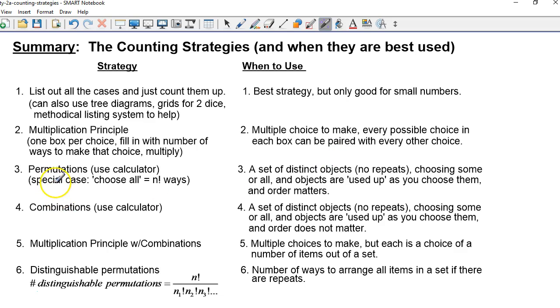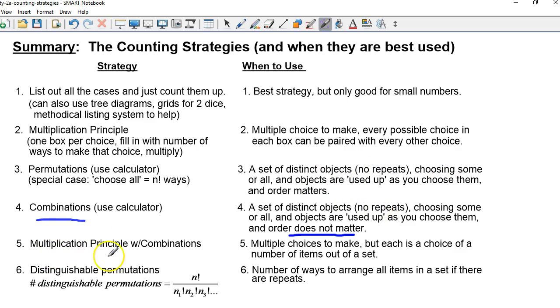We have permutations, which we'll typically use a calculator for. A special case is if you're choosing all, you can know that's just n factorial. That's when you have a set of distinct objects with no repeats. You're choosing some or all of them, and the objects are used up as you choose them, and the order matters. We do a combination if the order does not matter, but otherwise the same conditions as for permutations.